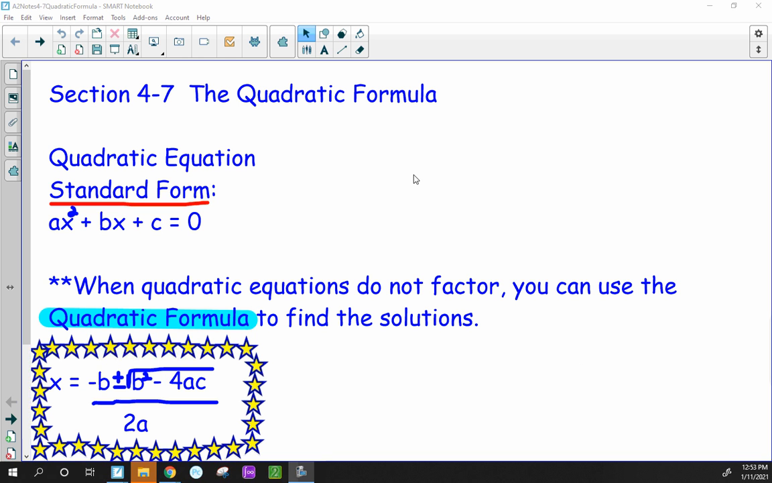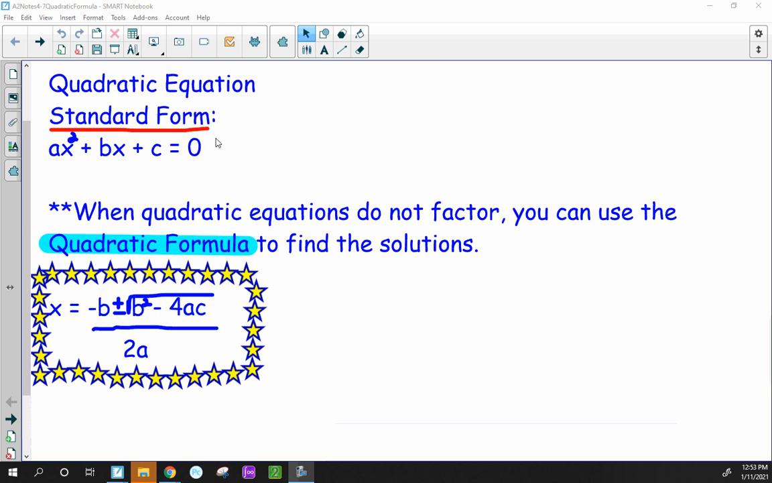Algebra 2. Today we're going to look at how to solve quadratic equations using the quadratic formula. Recall from the last section that a quadratic equation is one that has a variable raised to the second power. The standard form of a quadratic equation is ax squared plus bx plus c equals 0. You want all your quadratic equations again to equal 0.